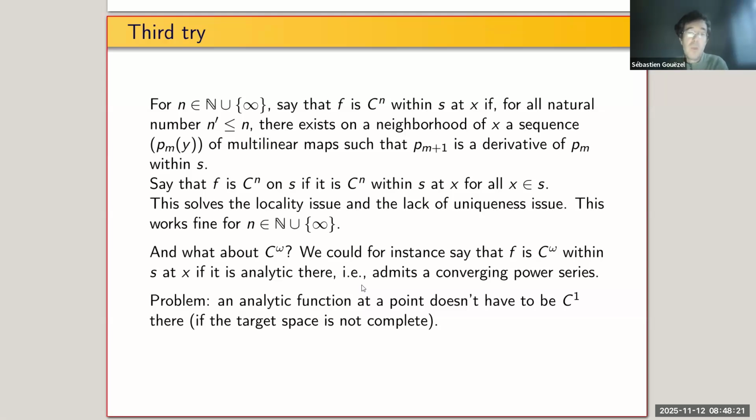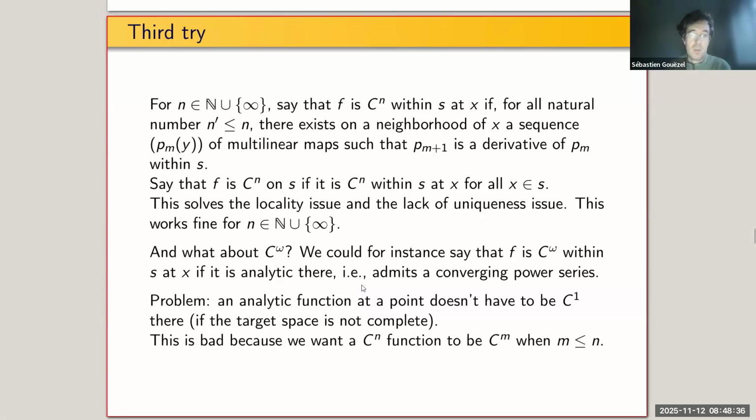And why do I say it's a problem? I want to say that a C omega function at a point is a C1 at a point. In this scale of smooth functions, I want some monotonicity with respect to the exponent. Yes, that's what I've written. If m is smaller than n, I want a Cn function to be Cm, of course. That's one of the theorems I want to have.